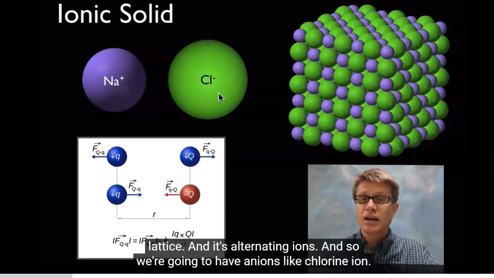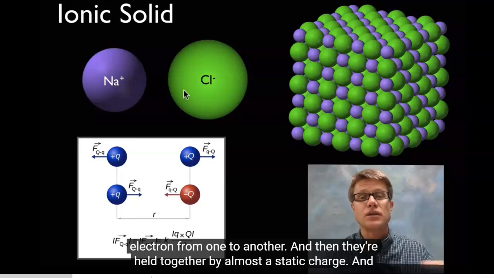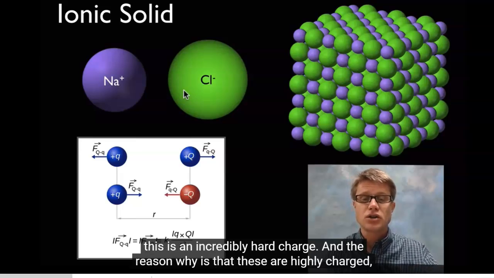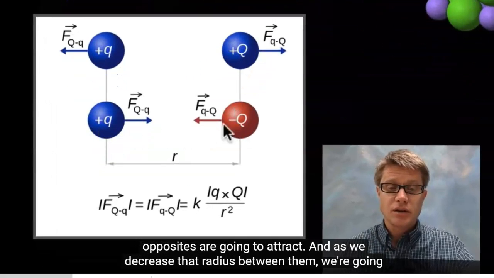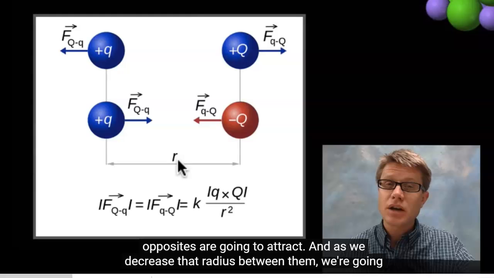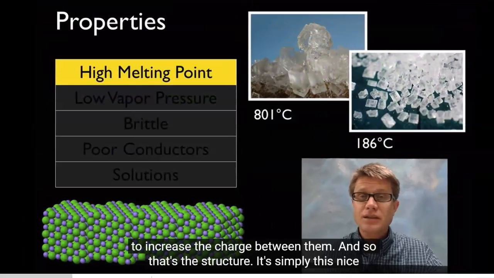And so we're going to have anions like chlorine ion, and then cations like sodium ion. And what's happened is, remember, we transferred an electron from one to another, and then they're held together by almost a static charge. And this is an incredibly hard charge. And the reason why is that these are highly charged, these different ions, and also they're really close together. And based on Coulomb's law, opposites are going to attract. And as we decrease that radius between them, we're going to increase the charge between them. And so that's the structure.